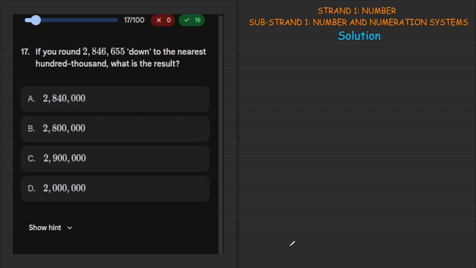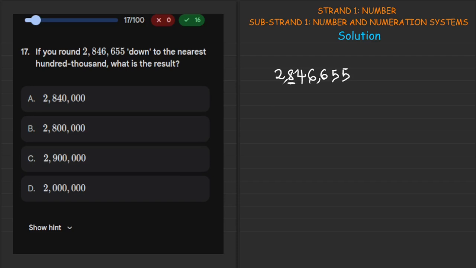Question number 17. It says, if you round 2,846,655 down to the nearest 100,000, what is the result? So the number we have here is what? A 2,846,655. And take note, it says we have to round down to the nearest 100,000. What number do we have in place of the 100,000? This is what we have. It says we have to round what?